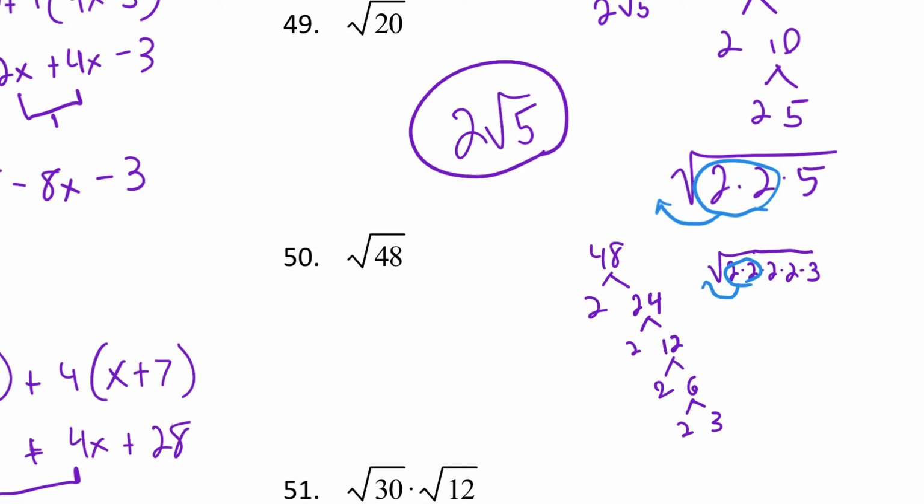2 times 2, pull it out. 2 times 2, pull it out. And then the 3 is left. So 2 times 2 times the square root of 3. It's 4 times the square root of 3.